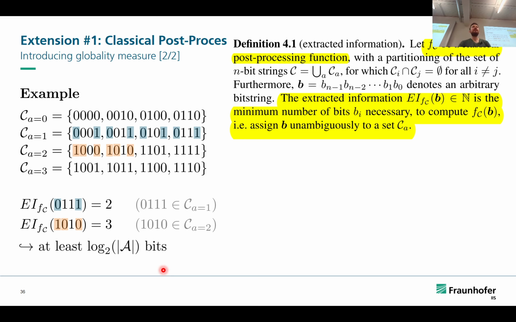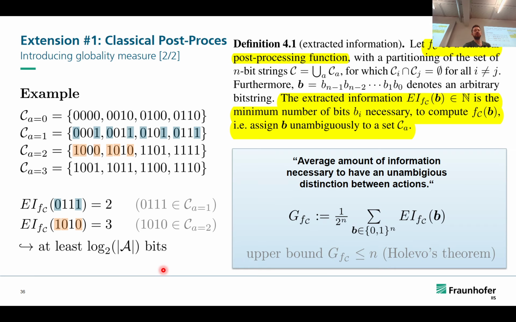Then, to give this measure more expressivity, we average over all possible bit strings. We can also define an upper bound there, which tells us that if we just have n bits, we can't use more than n bits of information, because that's the maximum available. So we are always in the range between the discrete logarithm of the number of actions and the number of qubits.